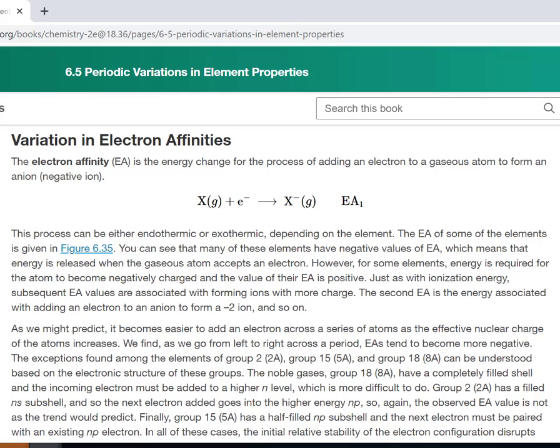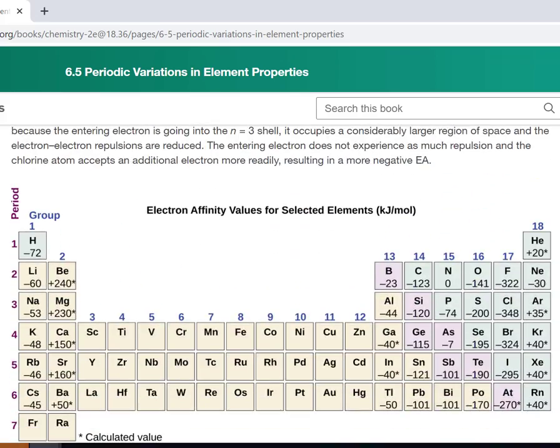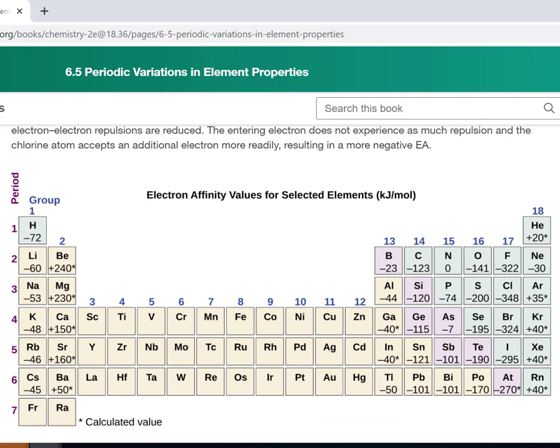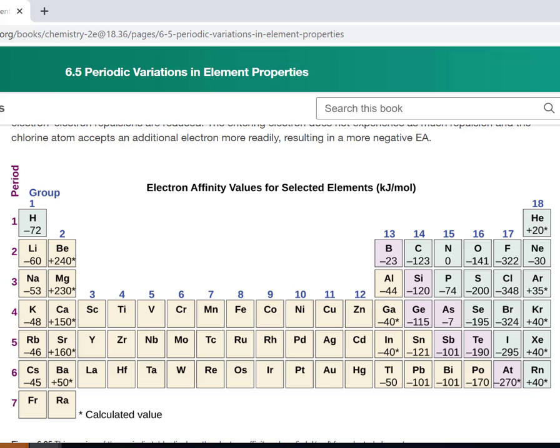Okay, so almost the opposite of ionization energy would be electron affinity. And so this is the energy change by adding an electron. And this is in the gas phase. So if you have a gas phase molecule, how much energy is involved in taking up an electron for that. So I believe there is, okay, they only have this as the periodic table.